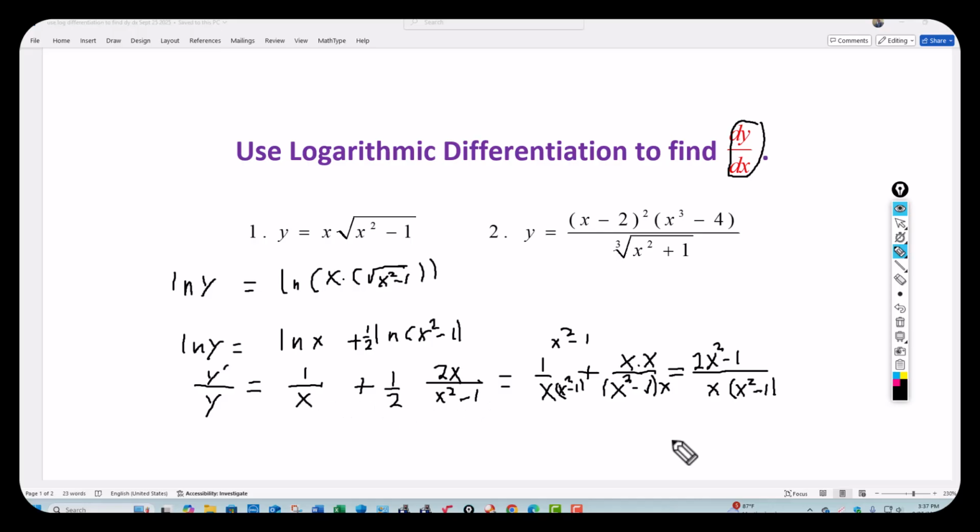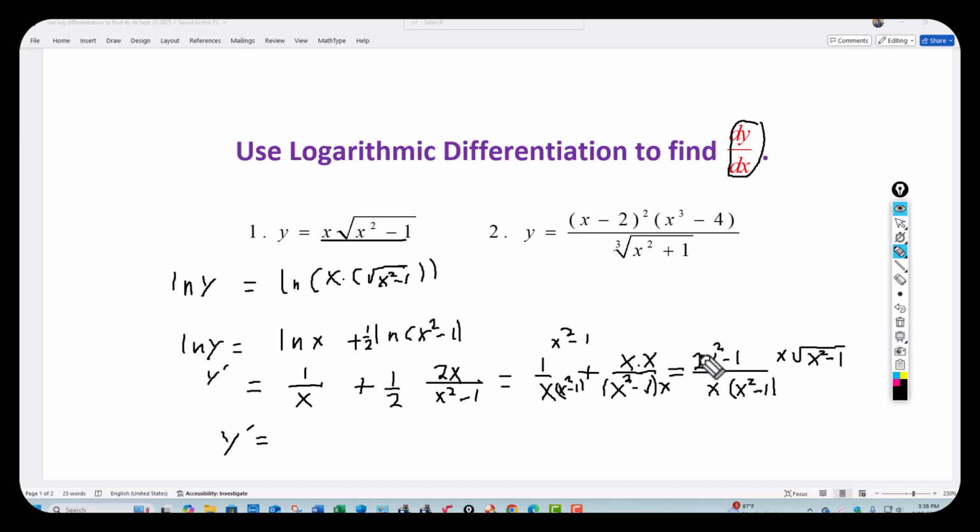Took the derivative, then we simplified, and then we're going to multiply both sides by y here, because remember, we're solving for dy over dx. We got a y in the denominator. So if I multiply both sides by y, this one will cancel out here. This will cancel. That'll give me y prime there. But remember, the y is x times the square root of x squared minus 1. So instead of putting a y over here, I'm going to put what y represents, and it represents x, the square root of x squared minus 1.